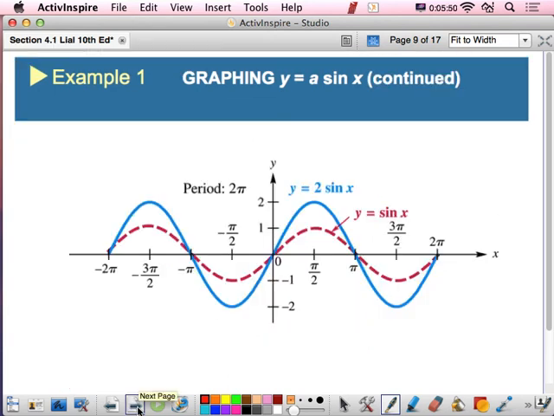Here's a graph. It shows the original parent function dotted, and then it shows y equals 2 sine x graphed on the same plane. You can see that the intercepts are the same, but the crests and troughs, is that the right word? That sounded strange. The crests and troughs are taller. Make sense? Okay, great.